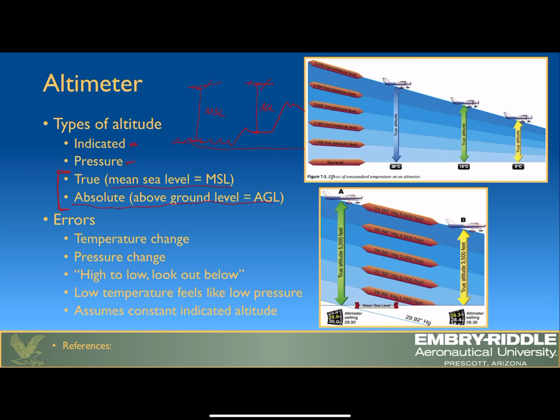Now, what are the errors associated with our altimeter? First, we have temperature change. Temperature and pressure affect each other. So whenever we have a temperature change, you want to be careful about how it's going to affect your indicated altitude, so what your altimeter reads. Whether it's a temperature change or a pressure change, they're kind of connected, kind of one and the same. If you go from high to low, look out below. From high to low, look out below.